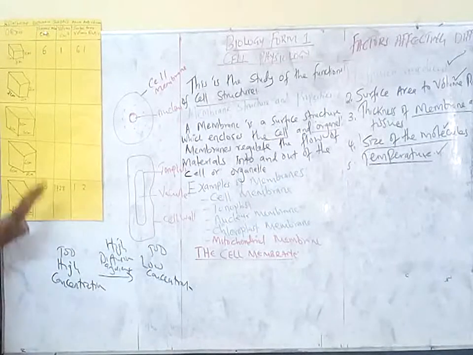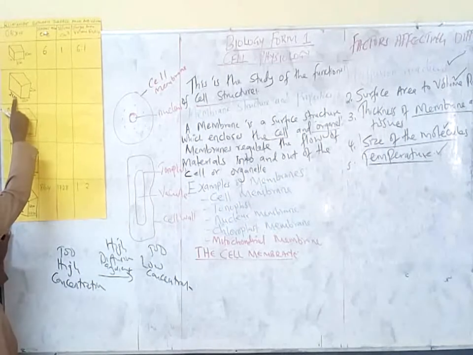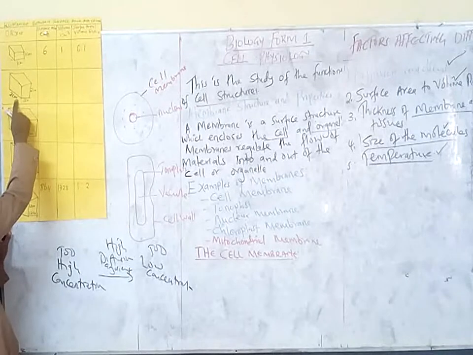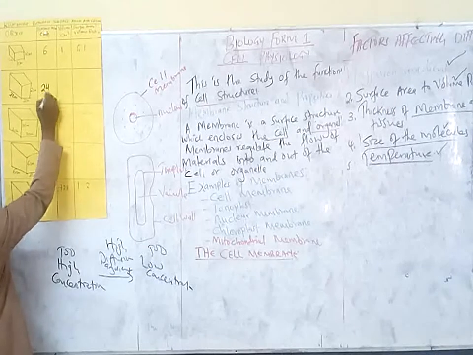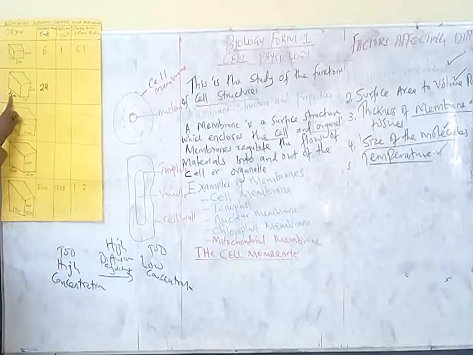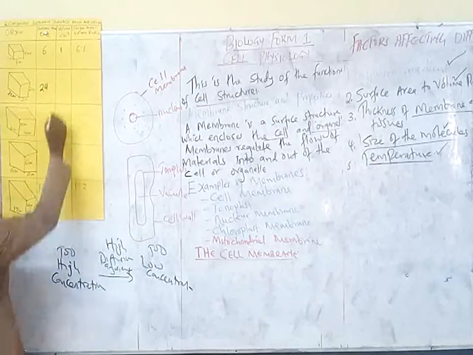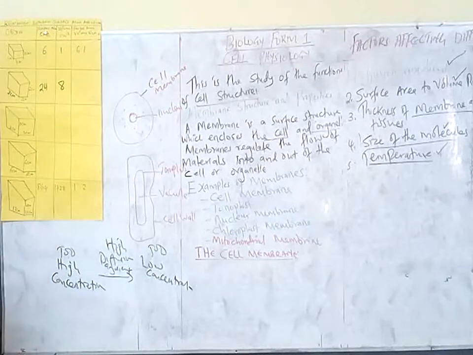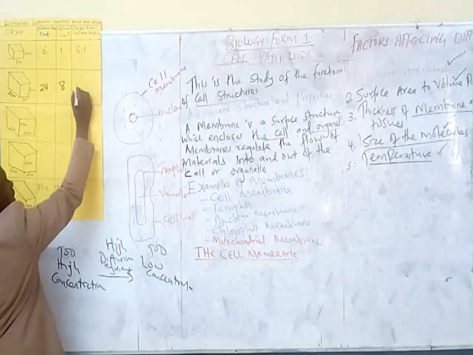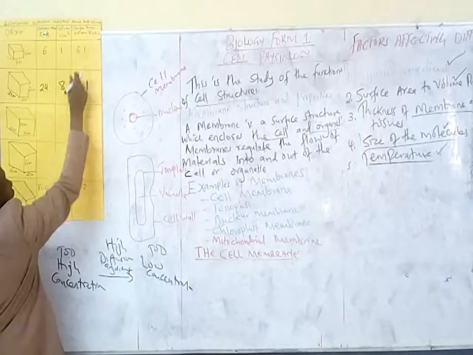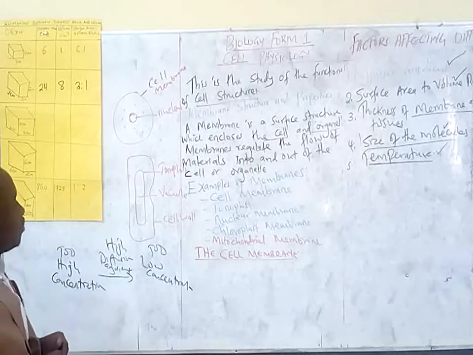Lana, I've given you this other one for you to try. For example, here, the surface area is 2 by 2, that is 4. 4 multiplied by 6 is what? 24. What about the volume? 2 times 2 times 2. That is 4 times 2, which is 8. So the surface area to volume ratio is 24 to 8. When you simplify, it becomes 3 to 1. It is smaller than this one. So you can fill in all the others and find the surface area to volume ratio.